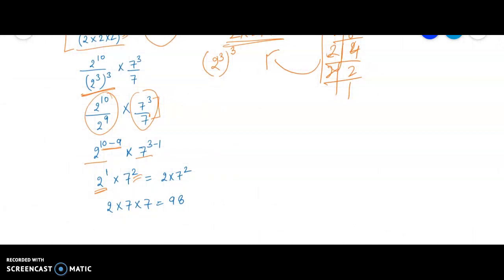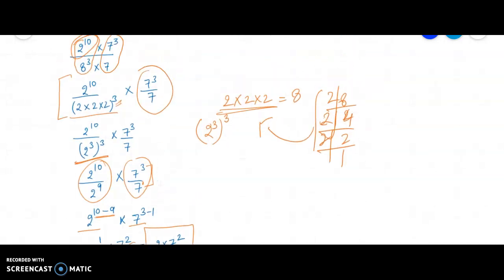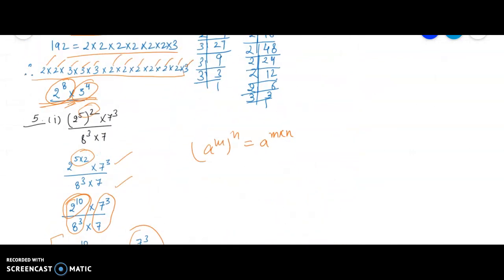Now I need to simplify, I need to find the answer for this. So now nothing is left to cancel or to apply a law for, so we'll finally find the value of 2 multiplied by 7 multiplied by 7. So 7 twos is 14, and 14 sevens is 98. This is my answer. The rest you can solve like this only.